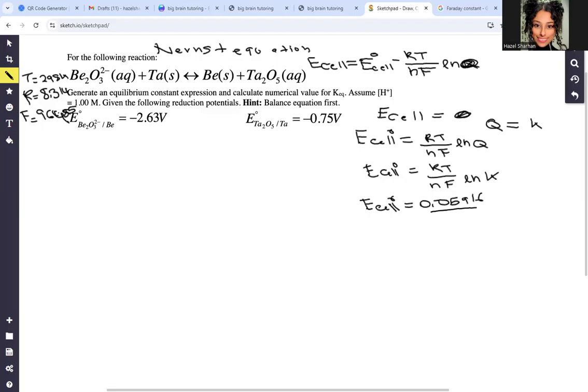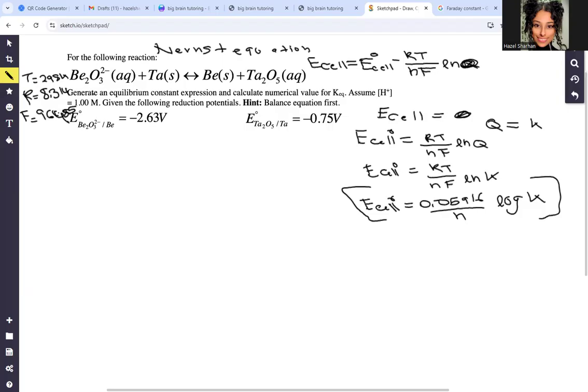0.05916, I hope that's legible, over n. So that's with all of this multiplied and divided, multiplied by 2.303 to change this to log, to make it easier for us. Okay. Finally, this is probably going to be the formula we're given, but I just gave you its origin story here. Okay, and so now what we're going to do is look at this question.